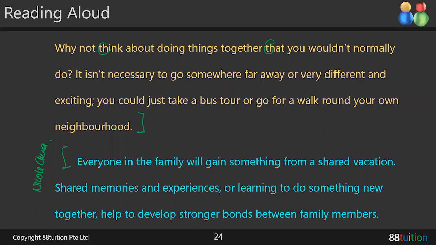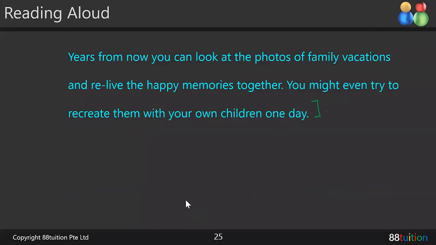Everyone in the family will gain something from a shared vacation. Shared memories and experiences, or learning to do something new together, help to develop stronger bonds between family members. Years from now, you can look at the photos of family vacations and relive the happy memories together. You might even try to recreate them with your children one day.